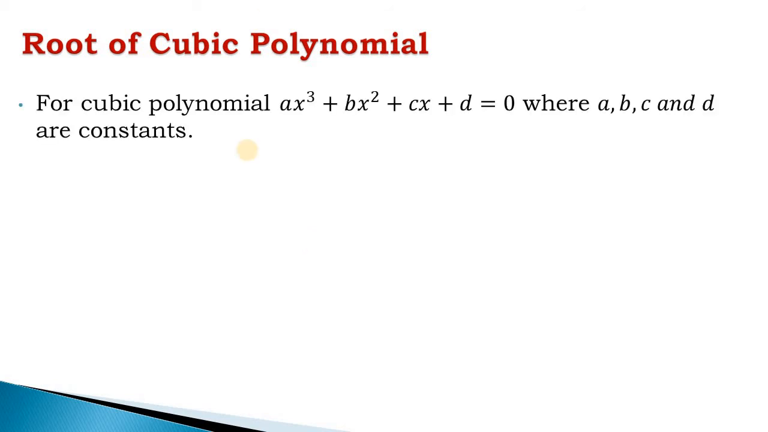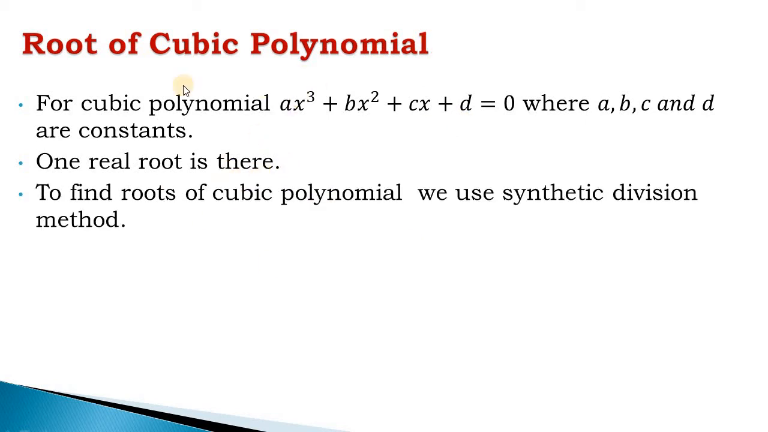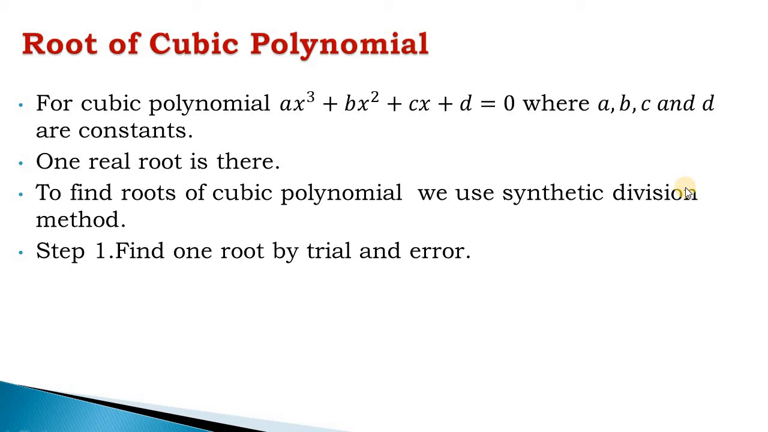Now we see roots of a cubic polynomial. So a general cubic polynomial is ax cubed plus bx square plus cx plus d is 0, where a, b, c and d are constants. So we know that for odd degree there is at least one real root. Here also we can find one real root. And to find the remaining roots, we use synthetic division.